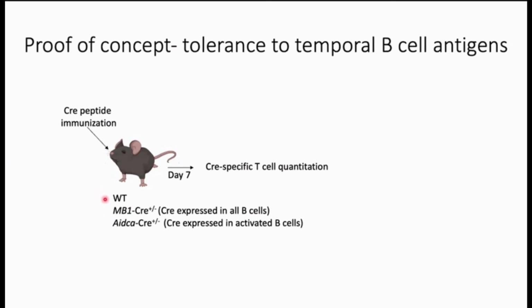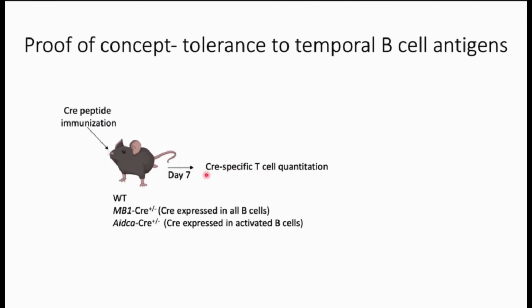What we did is immunize different mice with this CRE peptide to generate an immune response against CRE, in 3 different mice. The first was a wild-type mouse, the second was a mouse where CRE was expressed in all B cells, using the gene for CD79A. And the third was where CRE was expressed in B cells undergoing class switching, using the AICDA gene, which encodes the AID protein, necessary for generating class-switched B cells. We then waited 7 days and looked for CRE-specific T cell quantitation.